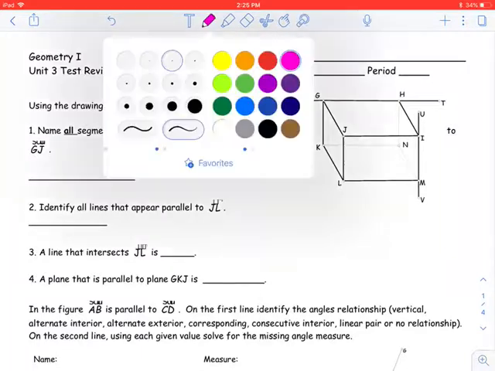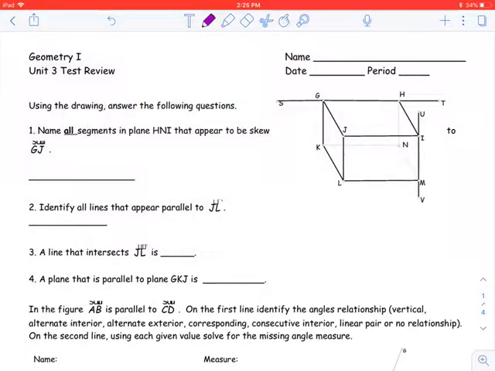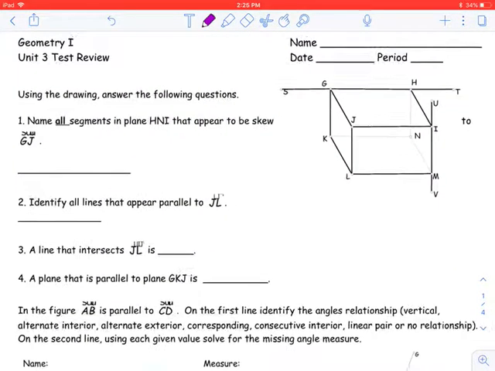All right, geometry. We got our Chapter 3 test coming up. So this is the study guide for Chapter 3. There's some notation on here that kind of printed weird, but overall it should work just fine.